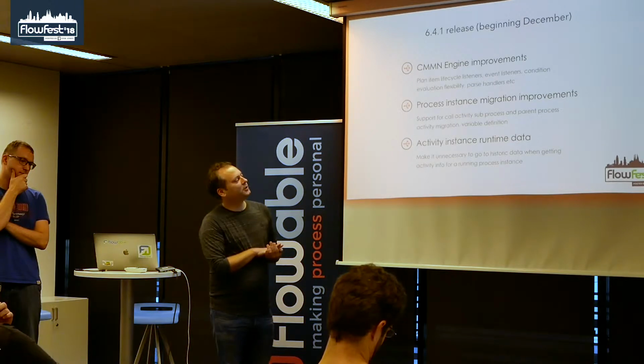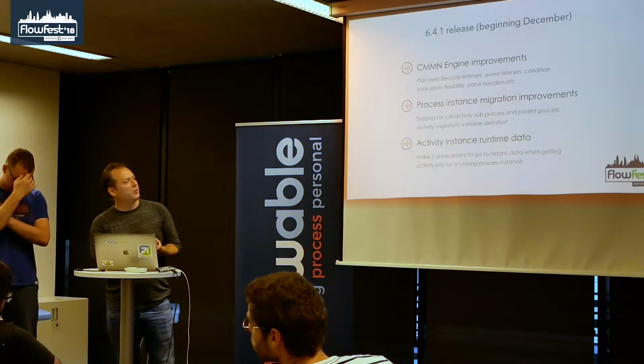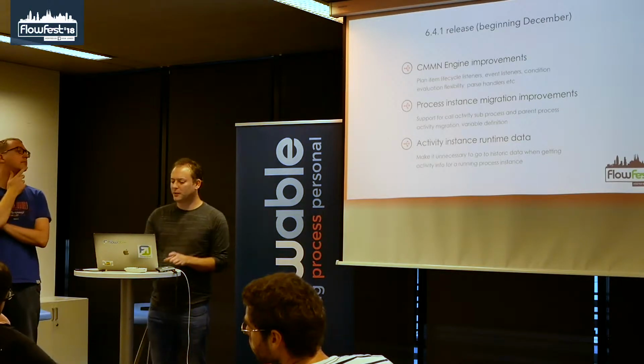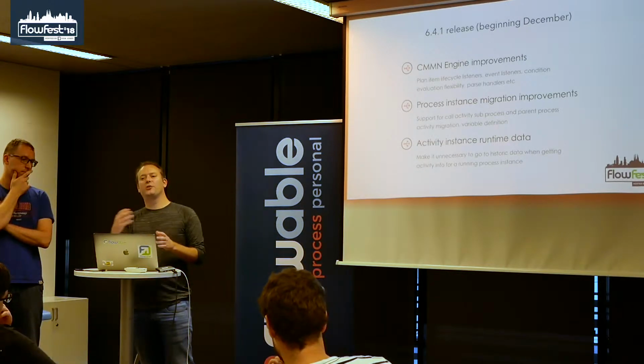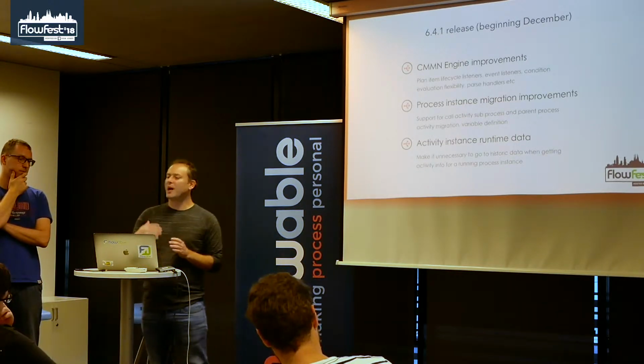The process instance migration improvements that we just talked about are coming in 6.4.1. And activity instance runtime data, which Martin, who is also here, is currently working on, is also coming in 6.4.1. The main reason is that if you have runtime process instances and you want to get an overview of all the activities that were executed for that process instance, you have to go to the history tables. And if your history tables are full of data, that can be quite a slow query, or at least it's not as performant as it should be maybe.